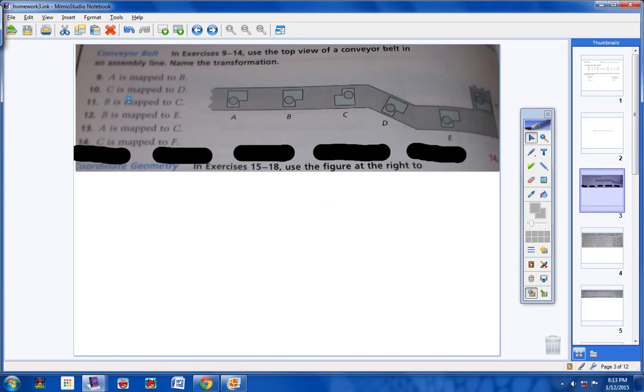Okay, the directions say to use the top view of a conveyor belt in an assembly line to name the transformation. So we're going to start off with number 9.